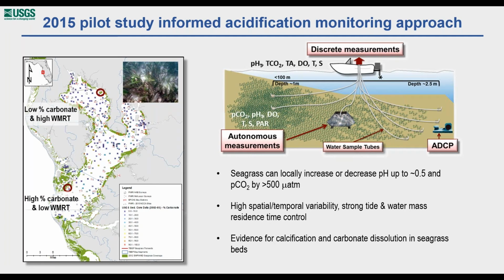And some of our key findings were that seagrass can locally increase or decrease pH up to about half a pH unit, which is actually quite a lot, and PCO2 by more than 500 microatmospheres. We have very high spatial and temporal diurnal variability. We have very strong tide and water mass residence time control, with longer water mass residence times amplifying these chemical signatures. And we also saw evidence for calcification and carbonate dissolution in these seagrass beds. Next slide, please.